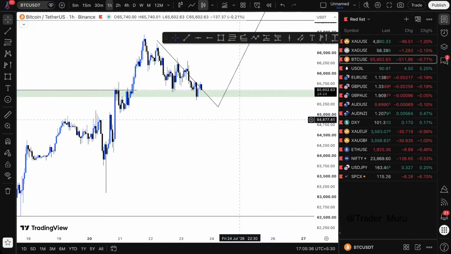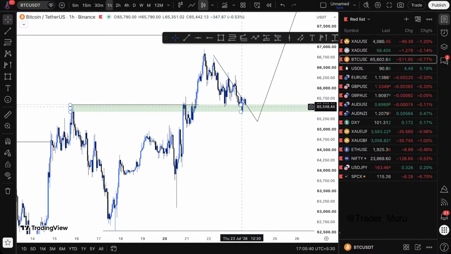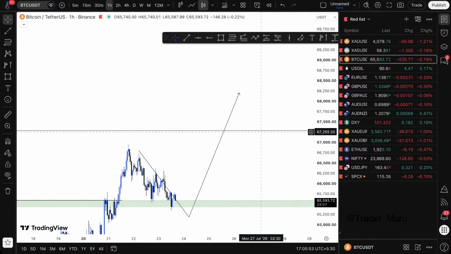BTC, yesterday we were talking about how BTC will drop from here, test this zone again, and now we have a test. Price will range here for some time to create a 1 hour structure, and once we get a 1 hour change of character here near this green zone, you can buy for this target 67.